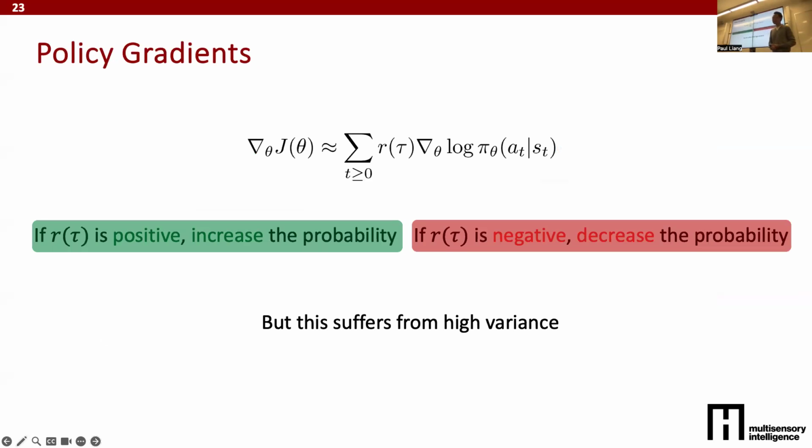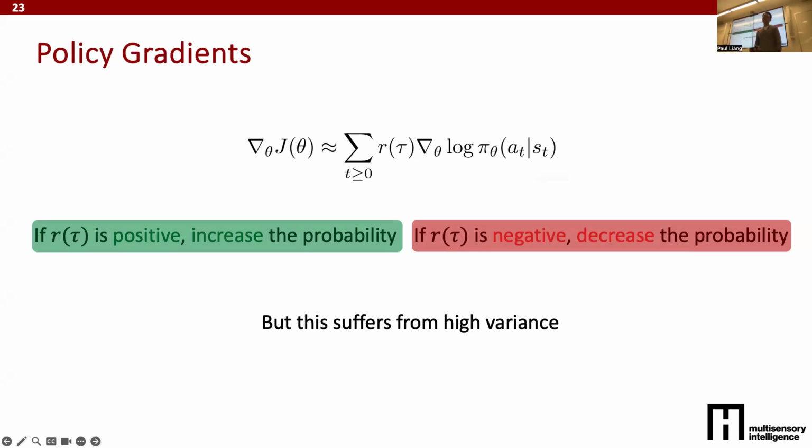Okay, so that's basically policy gradients. Again, maximizing the log probability scaled by the rewards. So if your reward is positive, increase the probabilities of the actions. If reward is negative, decrease the probabilities of your actions. This is the vanilla policy gradients.